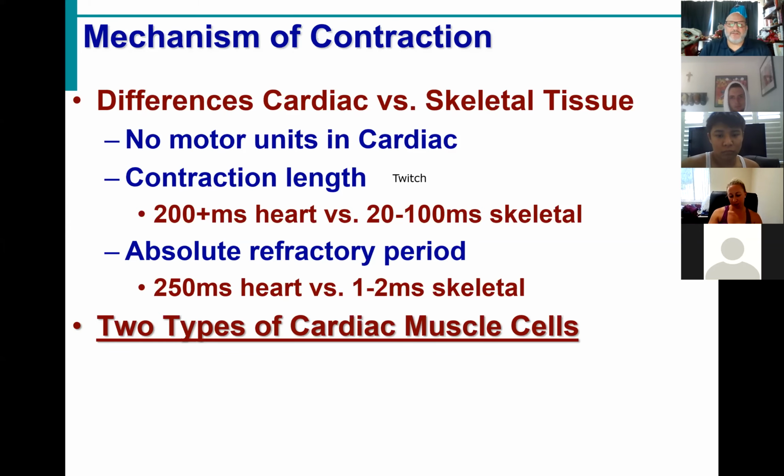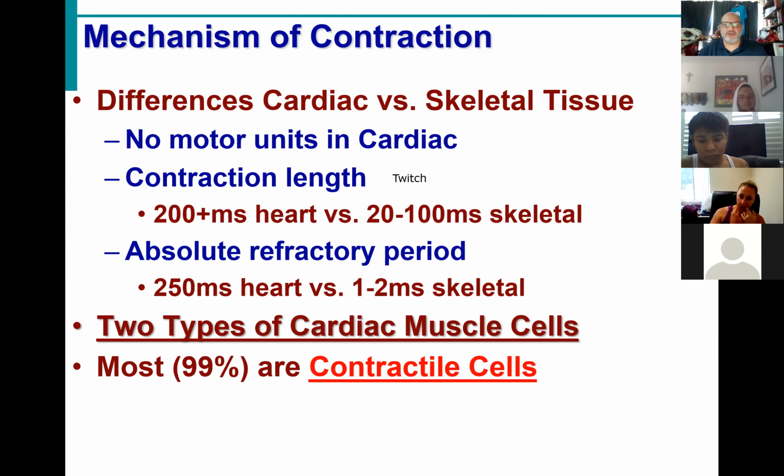And here's the other big difference. When we talked about skeletal muscle, we talked about 3 types: fast glycolytic, fast oxidative, and slow oxidative, but they all contracted the same way. Here in cardiac muscle, we have 2 very different types of cardiac muscle cell. The vast majority, 99%, are what are known as contractile cells. And guess what contractile cells do? Not a trick question. Exactly. They contract.